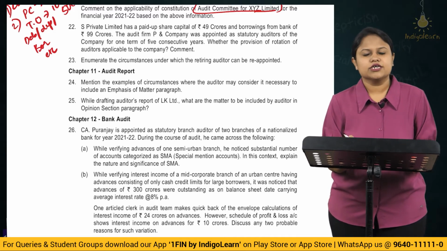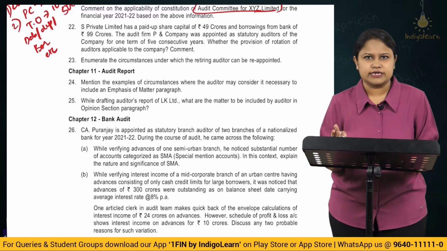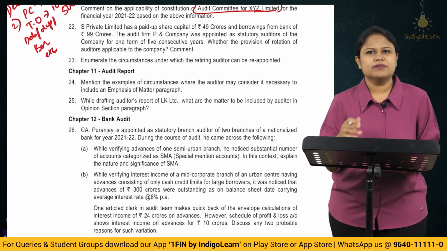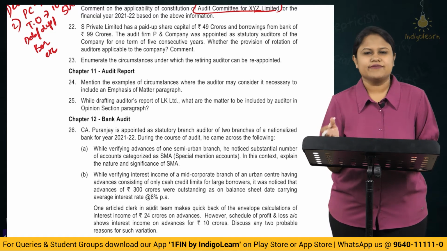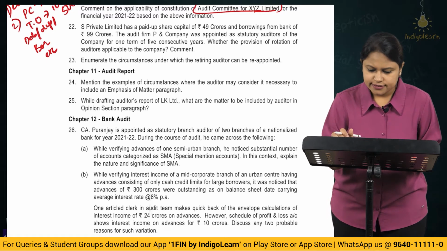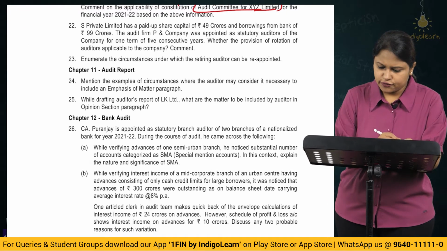So here they are testing on applicability of the rotation of auditors. Here also we know we have a threshold limit to be followed. If the threshold limit has been fulfilled, then you will understand if rotation is applicable or not. Based on that, can you appoint a particular auditor for 5 years or not? Okay. So let us take the applicability of rotation.